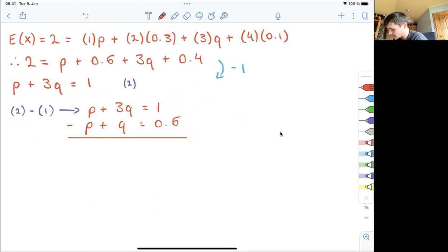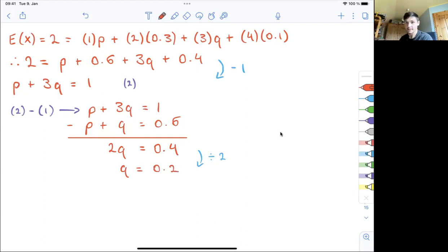Essentially what happens here, because the coefficients of our P's are the same and we're subtracting the two equations, the P's are eliminated from the equation. So we get P minus P, which is nothing, and we get 3Q subtract Q, which is going to give us 2Q, and this is equal to 1 subtract 0.6, which is equal to 0.4. Then, if we divide both sides by 2, that means Q is equal to 0.2.